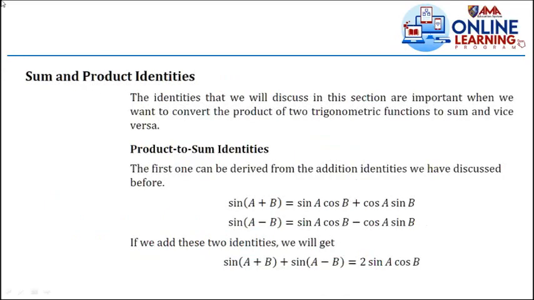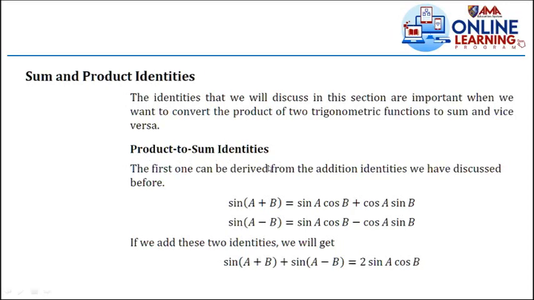Next, we have the sum and product identities. The identities that we'll discuss in this section are important when we want to convert the product of two trigonometric functions to a sum and vice versa. So last week, we had the half angle and double angle identities. Now, another set of identities: the sum and product identities.